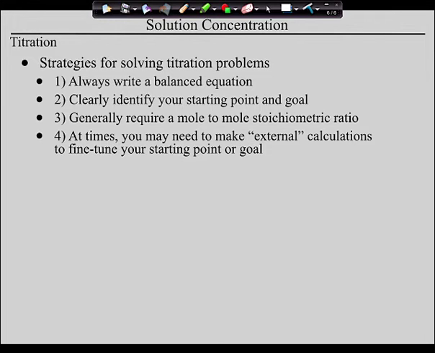When you're solving titration problems, you've always got to write a balanced equation. And unlike last year, they won't always balance with ones. Second of all, sounds a lot like dimensional analysis. Be careful to clearly identify your starting point and your goal. Then, guys, universally, when you're solving these problems, they will involve a mole-to-mole ratio from the balanced equation. And then, guys, finally, number 4, at times, you're going to have to make what I call external calculations to either fine-tune your starting point or fine-tune your goal to get exactly what it is you're looking for.